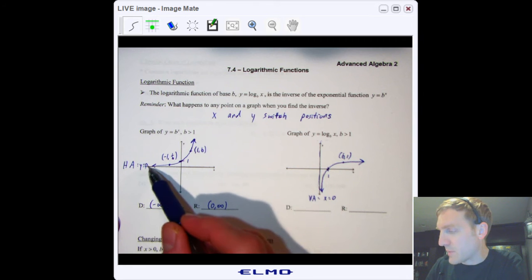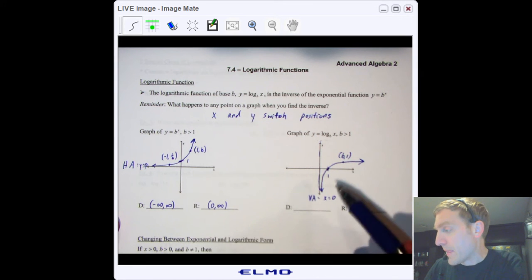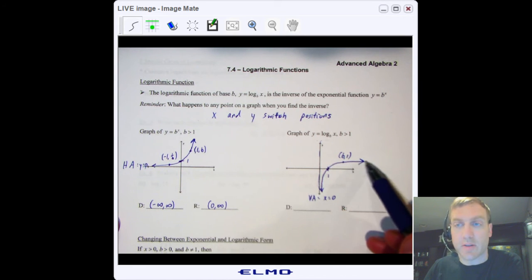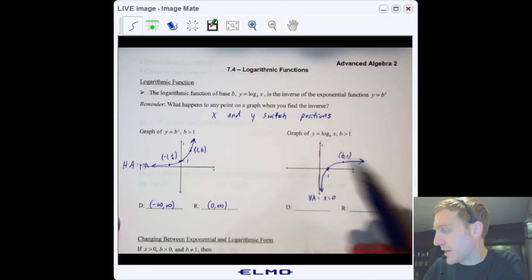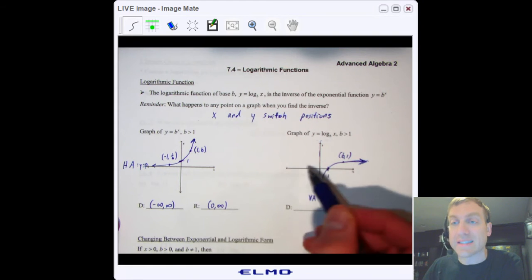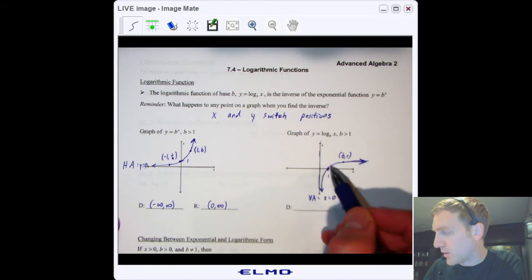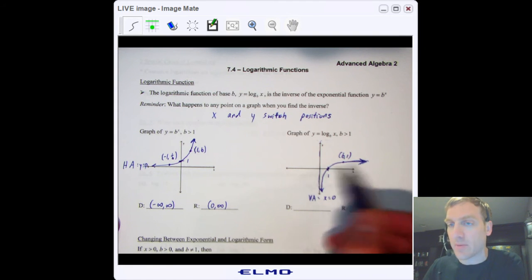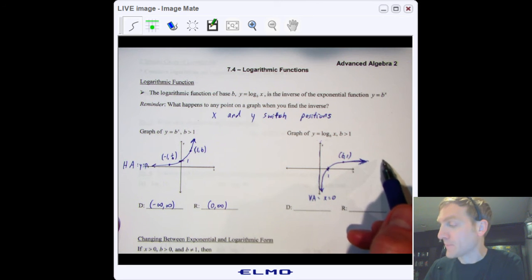So where the exponential function increases very quickly, the log function increases very slowly. You can see as it's increasing here, it almost looks like it's flattening out, but it's not. Be careful. This graph does not have a horizontal asymptote, even though it looks like it might. It does not have a horizontal asymptote. It just grows very, very slowly.